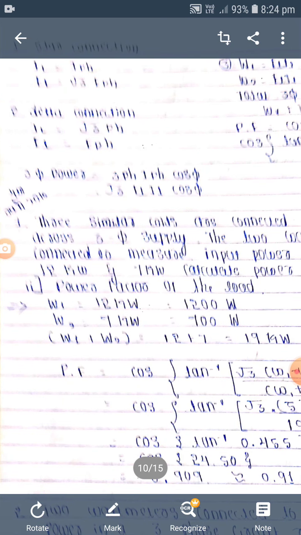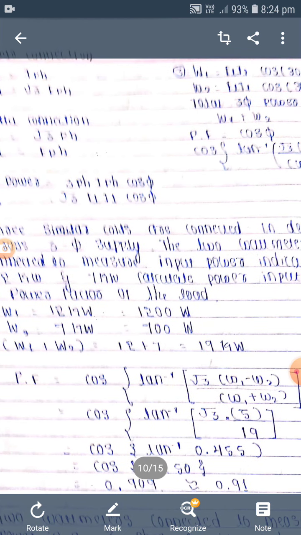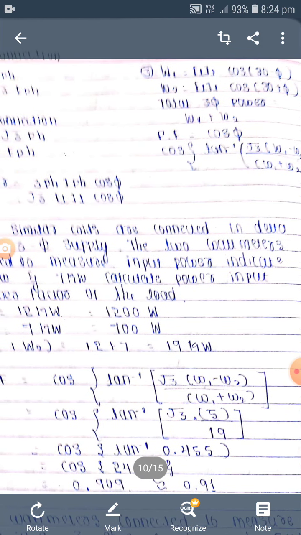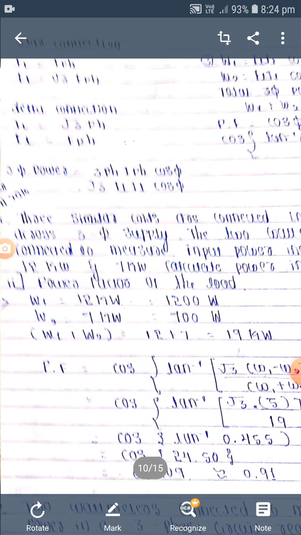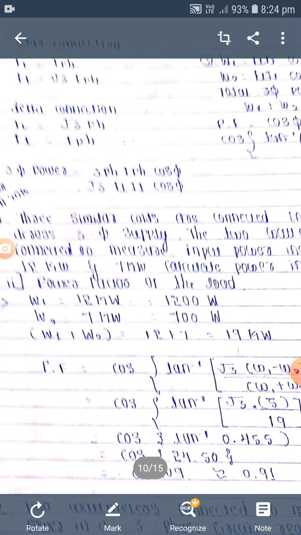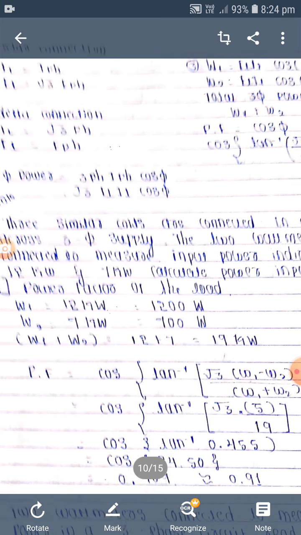And in case of a delta connected load, always you remember IL equal to root 3 times I phase, EL equal to E phase. For both the cases, the power will be 3 into E phase into I phase into cos phi, or root 3 EL IL cos phi. Next it is three phase power. So remember these two formulas.